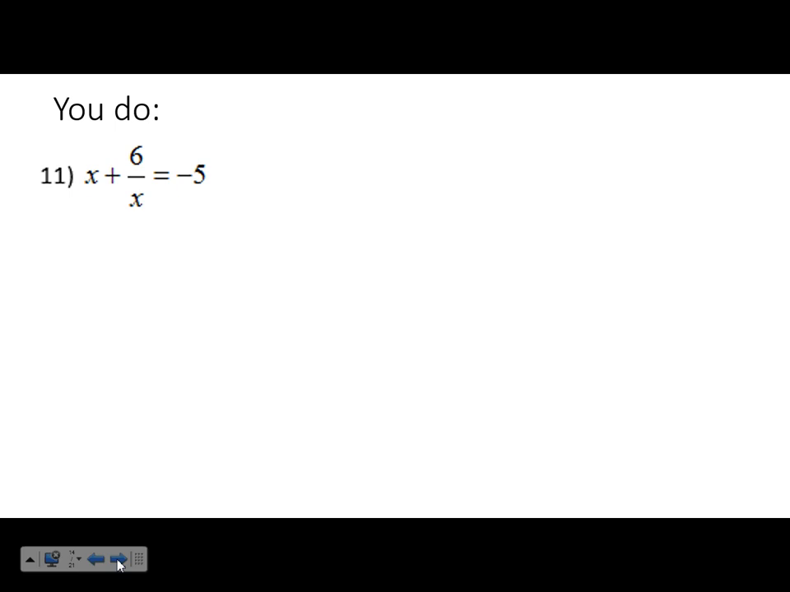Now, this one's a little bit different because two of them aren't fractions, so we put them over 1. But then our denominator is just x. Well, to get a common denominator, if it's just x, let's make all of them just x. So I'll multiply the top and the bottom by x. That would give me x for that one. Multiply the top and the bottom by x for that one. That would give me x. So we have x squared over x plus 6 over x is equal to negative 5x over x.